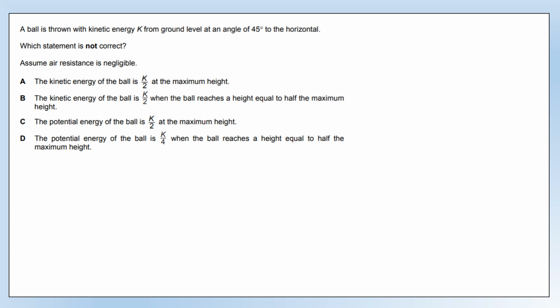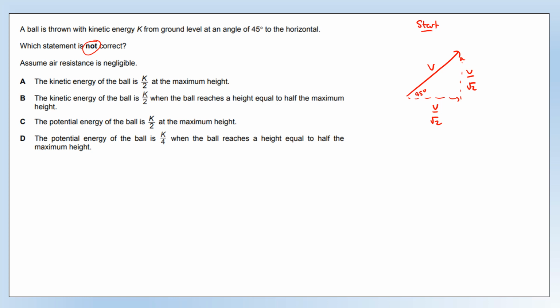Okay, so we've got a ball thrown with kinetic energy K from ground level at an angle of 45 degrees. Let's just quickly sketch a diagram. It's going in this direction at 45 degrees, which means this is V over root 2, this is V over root 2. Which statement is not correct? We want the one statement that's incorrect, and it says assume air resistance is negligible. The way I'm going to approach this is to look for answers where, if one is correct, that makes the other one correct, because then we know they're not the wrong answer.